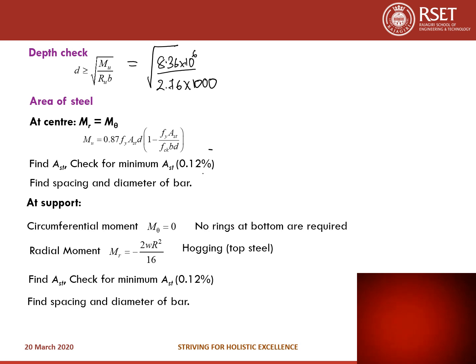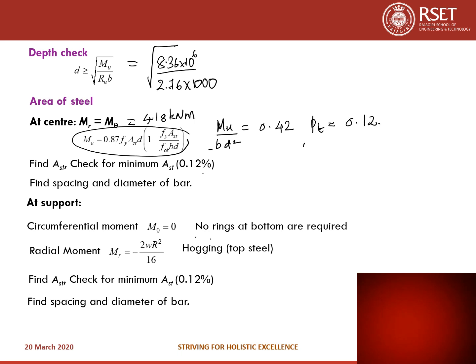The next is the area of steel. Area of steel is again done in a similar way, but the M_r and M_theta values are different. We got about 4.18 kNm. Now again we can either use this expression, or I'm here using the SP16 tables. For that you need Mu by bd². The value comes to around 0.42, and corresponding to that you get a percentage of steel of about 0.12, and the minimum area of steel governs. So the minimum area of steel is 150 mm².